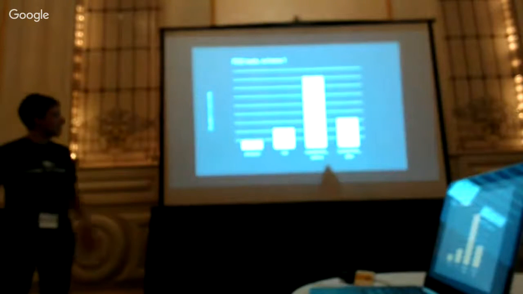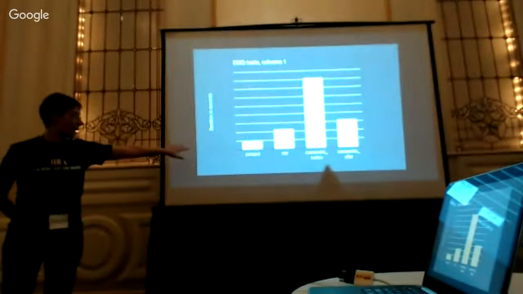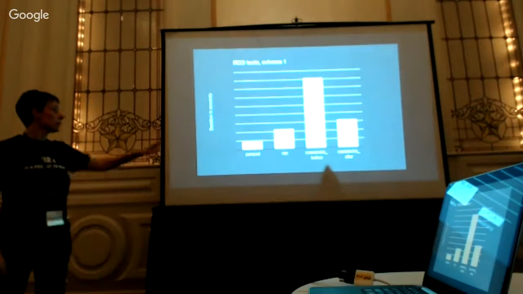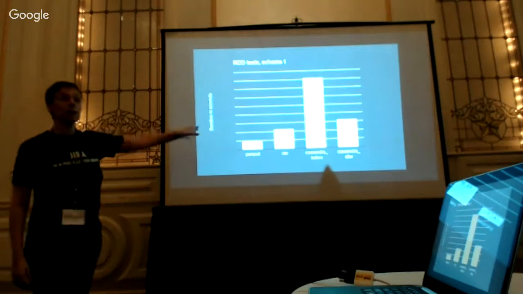So here are the results for the first schema, the RDD test. On the left, Parquet, as you can see, by far the best. Sorry, I should say that the numbers there are seconds.